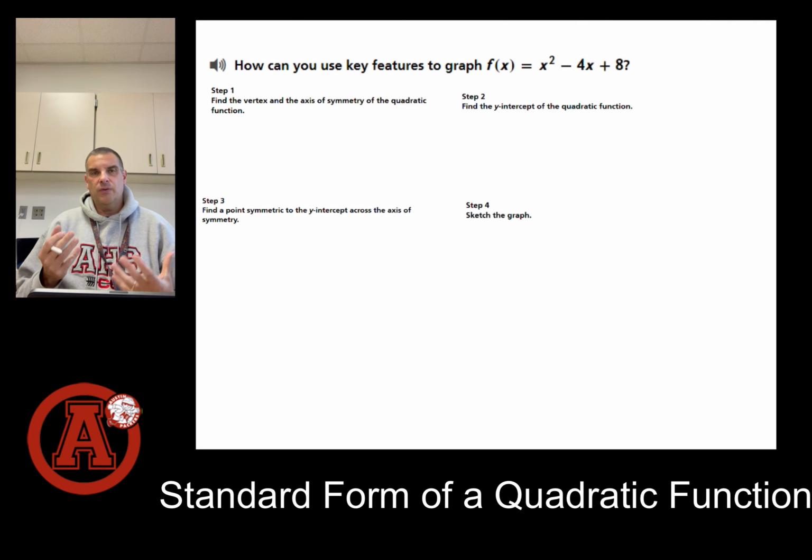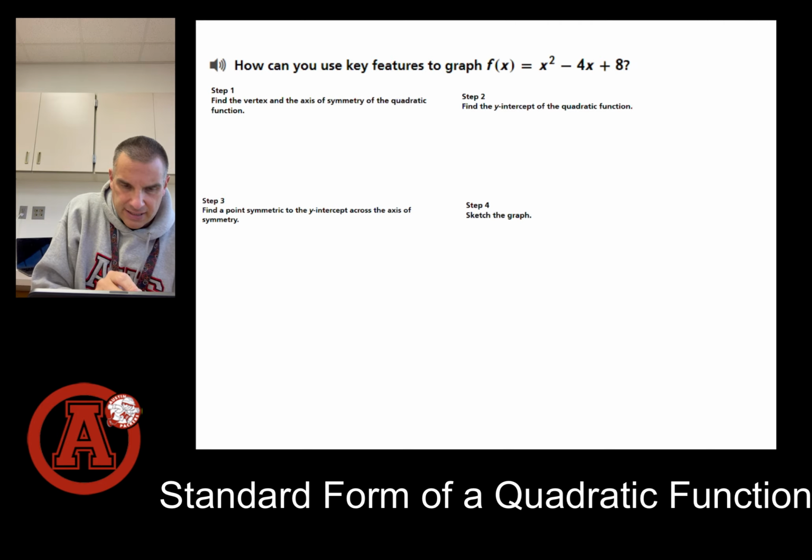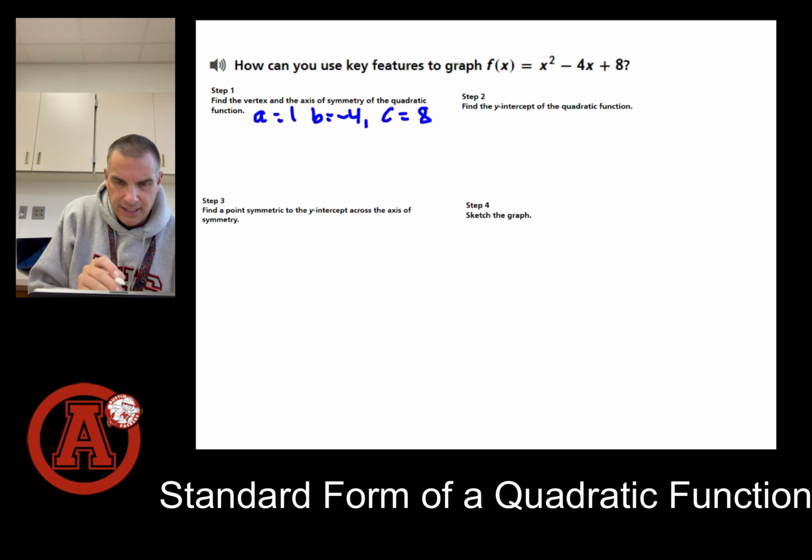So there are really 4 steps in doing this. The first step is to find the vertex and the axis of symmetry. So we're going to find that axis of symmetry. My a value is 1. My b value is -4. My c value is 8.